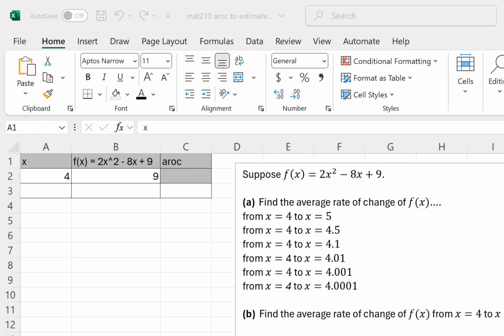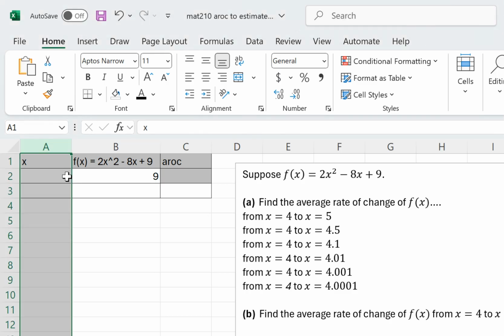In this video, we'll use average rates of change calculations in Excel in order to estimate an instantaneous rate of change at a point. We're given the function f of x equals 2x squared minus 8x plus 9. We're first asked to find a series of average rates of change. So first we'll find the average rate of change from x is 4 to x is 5.